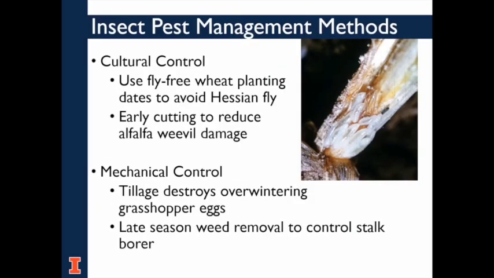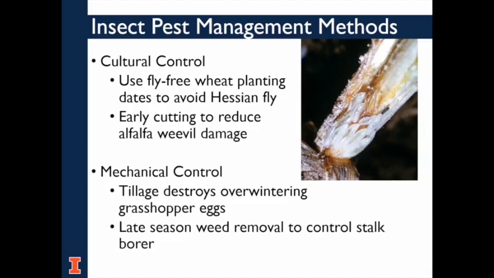Diving a bit deeper into IPM strategies in regards to insect pests, cultural practices are things that we can do to promote plant health. We can avoid a pest by interrupting a pest's life cycle. For example, use the fly-free wheat planting date to avoid the Hessian fly. The Hessian fly larva is pictured on the stalk on the right-hand side. Cutting alfalfa early is another cultural practice used in order to reduce the damage from the alfalfa weevil.